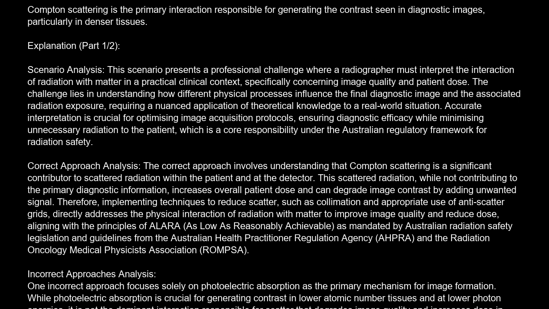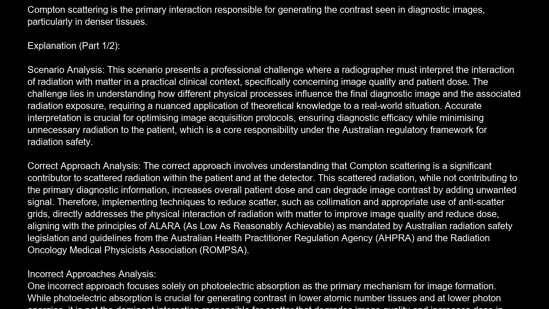This scattered radiation, while not contributing to the primary diagnostic information, increases overall patient dose and can degrade image contrast by adding unwanted signal. Therefore, implementing techniques to reduce scatter, such as collimation and appropriate use of anti-scatter grids, directly addresses the physical interaction of radiation with matter to improve image quality and reduce dose, aligning with the principles of ALARA, as low as reasonably achievable, as mandated by Australian radiation safety legislation and guidelines from the Australian Health Practitioner Regulation Agency, APRA, and the Radiation Oncology Medical Physicists Association, ROMSA.